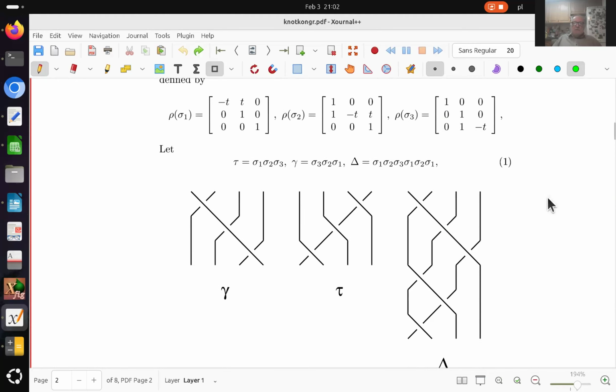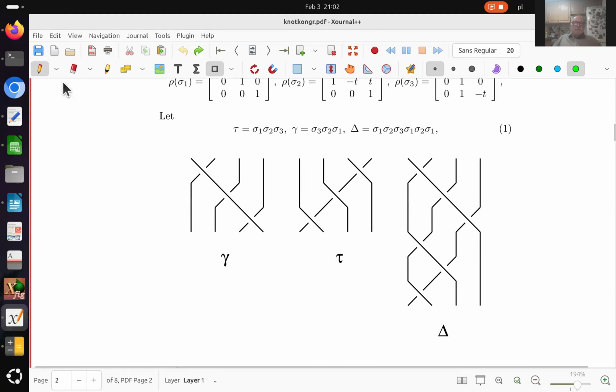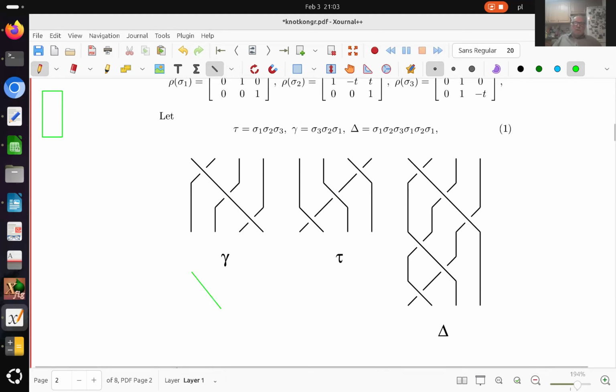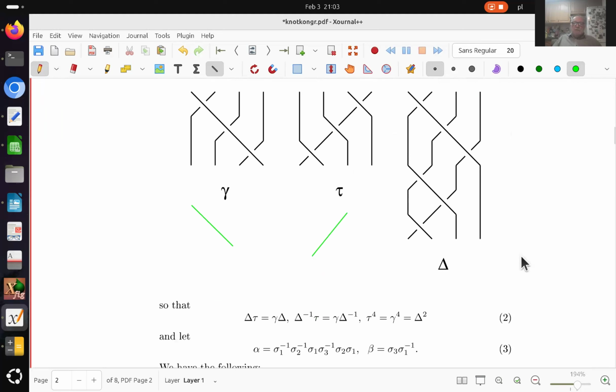So let me introduce some further notations. Tau will mean just sigma 1, sigma 2, sigma 3. And gamma, sigma 3, sigma 2, sigma 1. Delta is standard notation for half twist. They are given here. If you look at gamma and tau, you will see that they look more or less like backslash and slash signs. I will use this convention later in the talk. For now, it's not important.